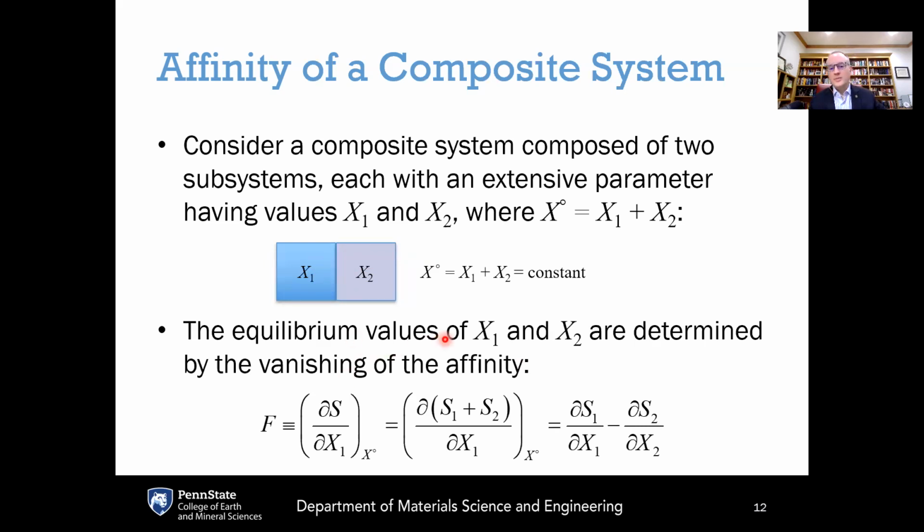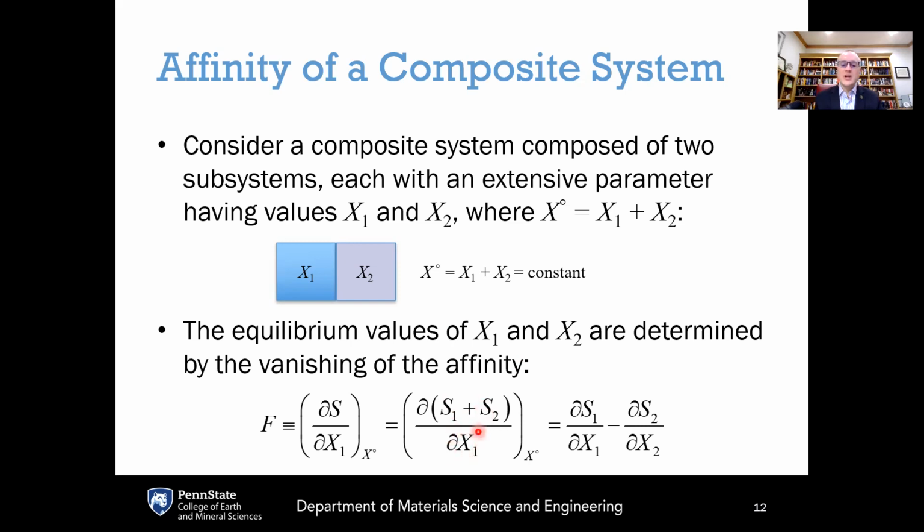Now, the equilibrium values of x1 and x2 are determined by a vanishing of the affinity. So using our definition of affinity, the affinity here, F, is defined as the change of the entropy with respect to changing some thermodynamic coordinate of the system. So let's arbitrarily pick that to be x1, and this is done under a constant x naught, so constant total x for the entire system. The entropy here can be expressed as the summation of the entropies of the subsystems. So S equals S1 plus S2.